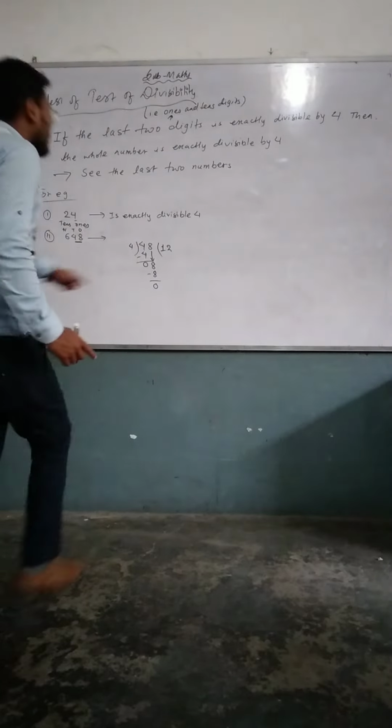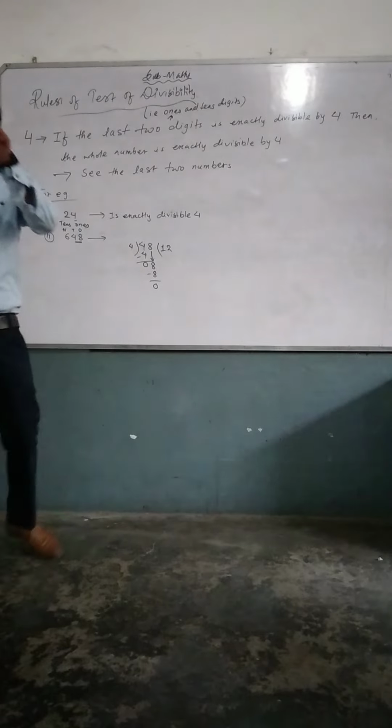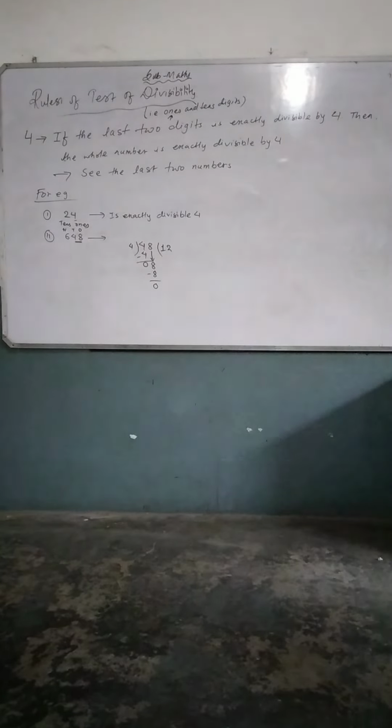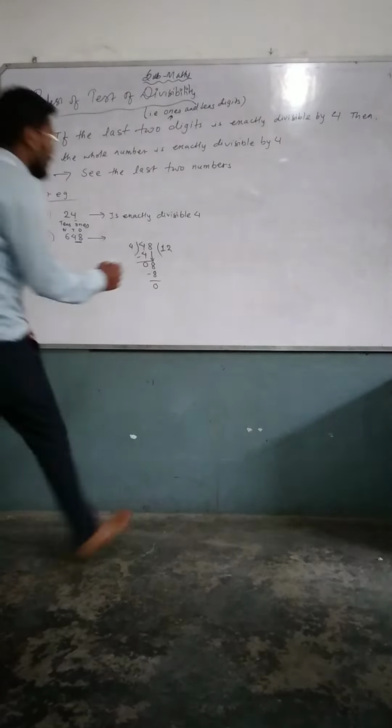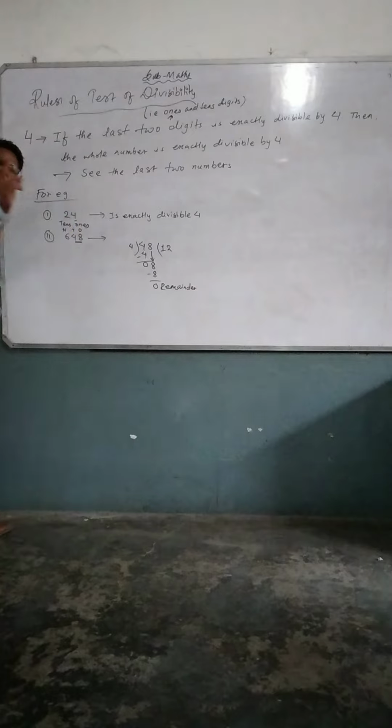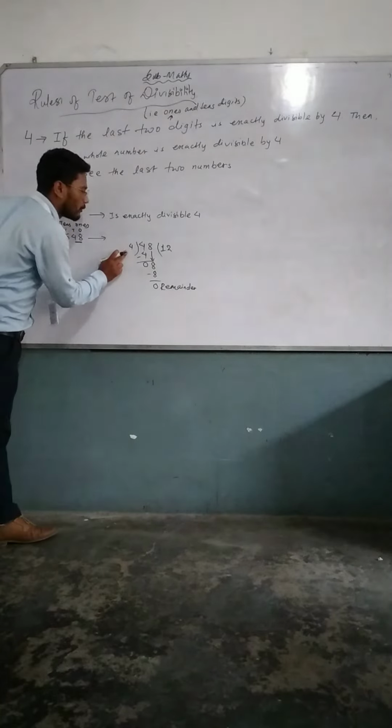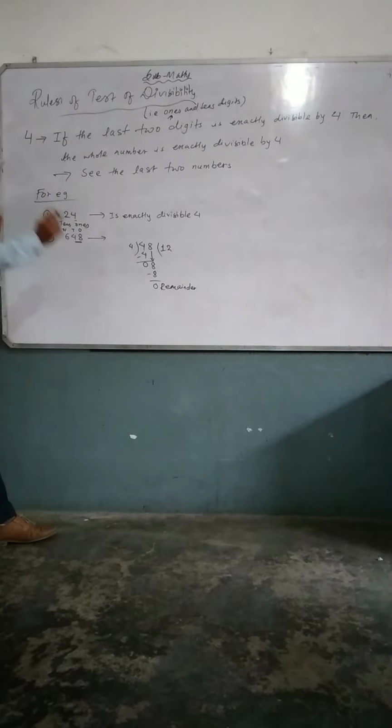After looking at this remainder only, we came to know that it has gone exactly, isn't it? So here, if the last 2 digits are exactly divisible by 4, then the whole number will be exactly divisible by 4. Now let us check 648. According to the rules, is it correct or not?